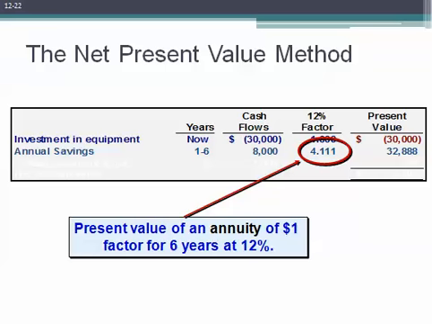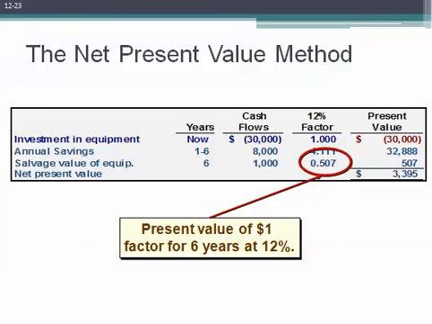We'll take that $8,000 and multiply it by the present value annuity factor for 6 years and 12%. And that factor, if we looked it up in our table, is 4.111. So the present value of receiving $8,000 a year for 6 years at a 12% interest rate is $32,888. Finally, we need to consider the salvage value.